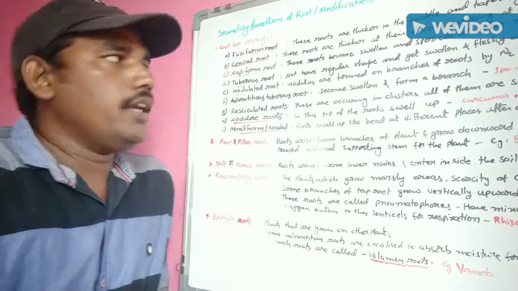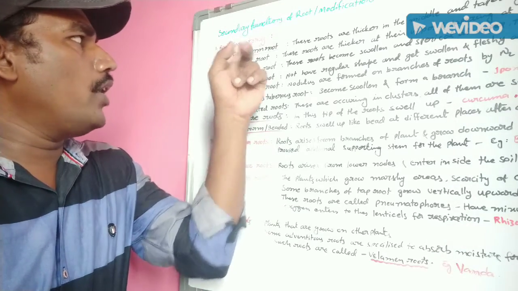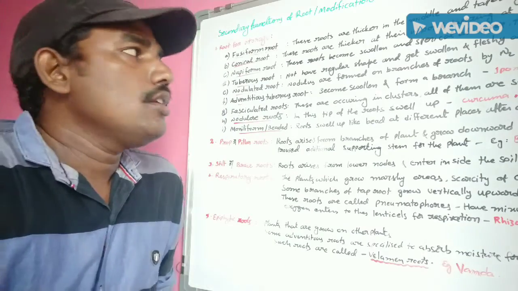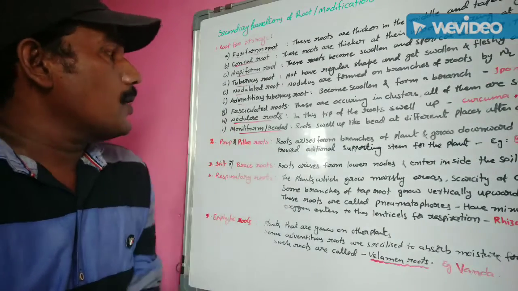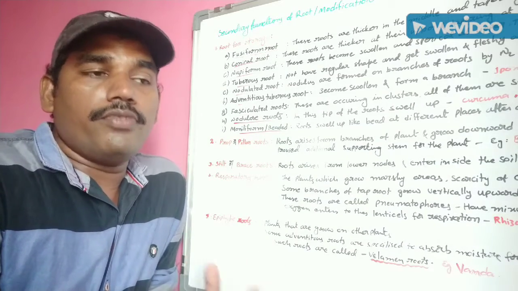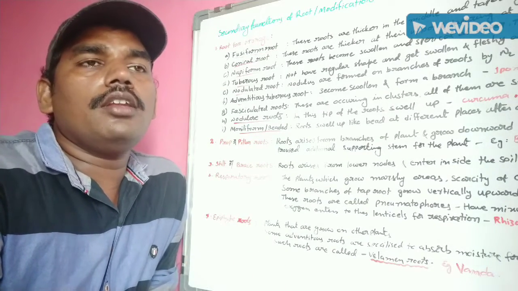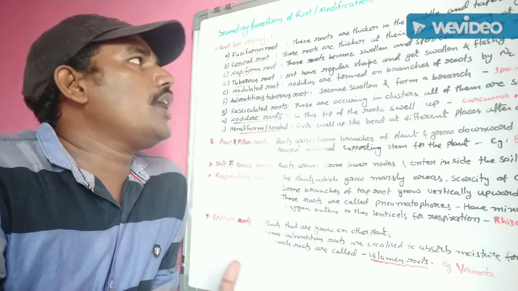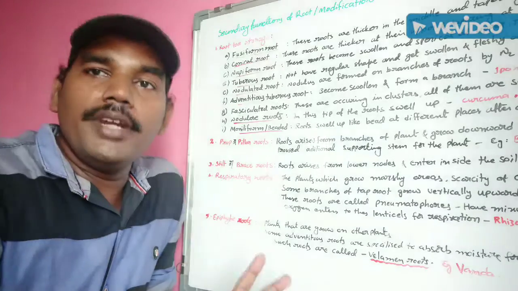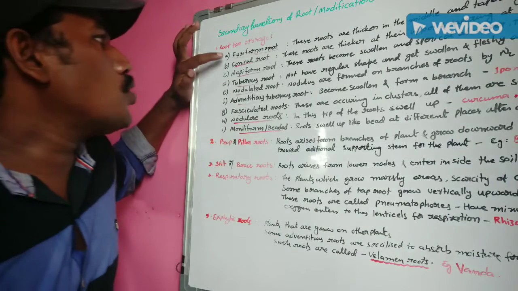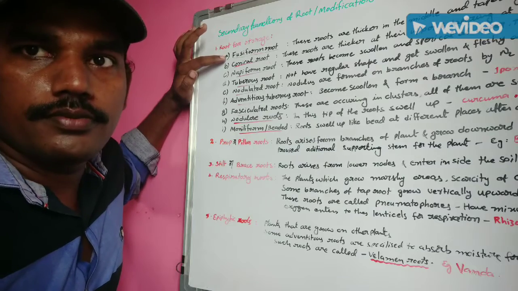The first one is root for storage. In this, the root performs food material storage. For the accumulation of food material, roots become swollen. Roots are helpful for storing food material. Suppose the first one is fusiform root.